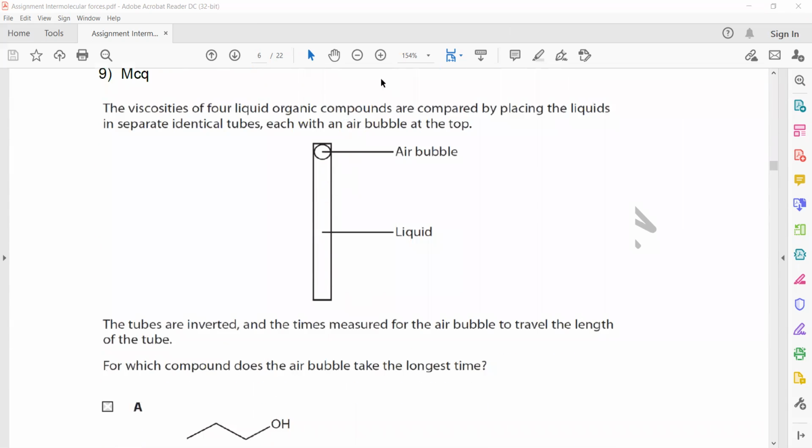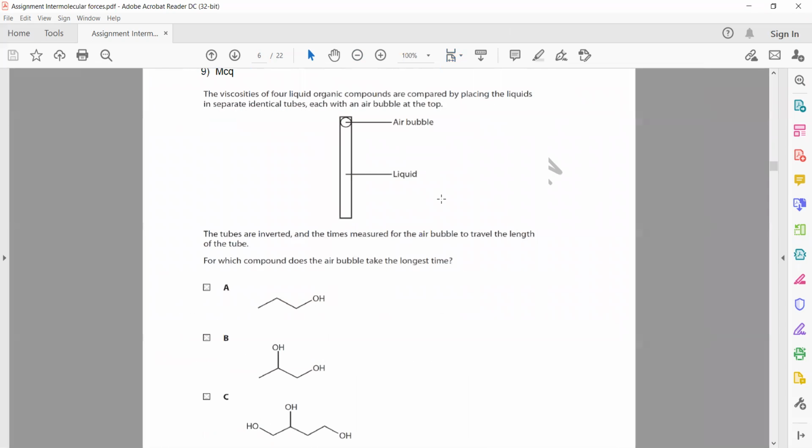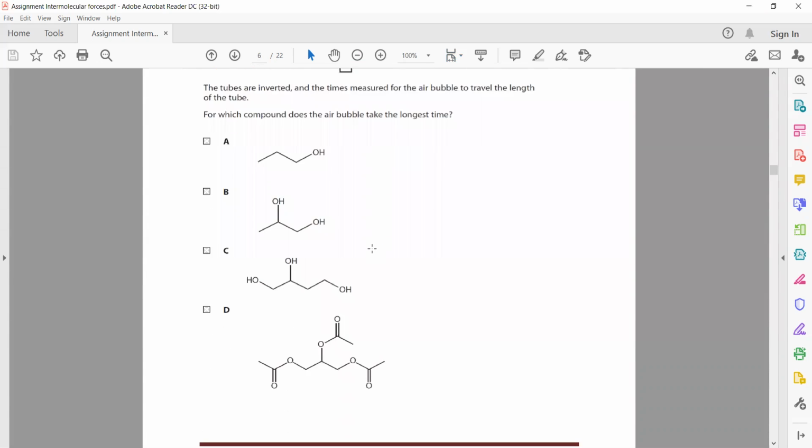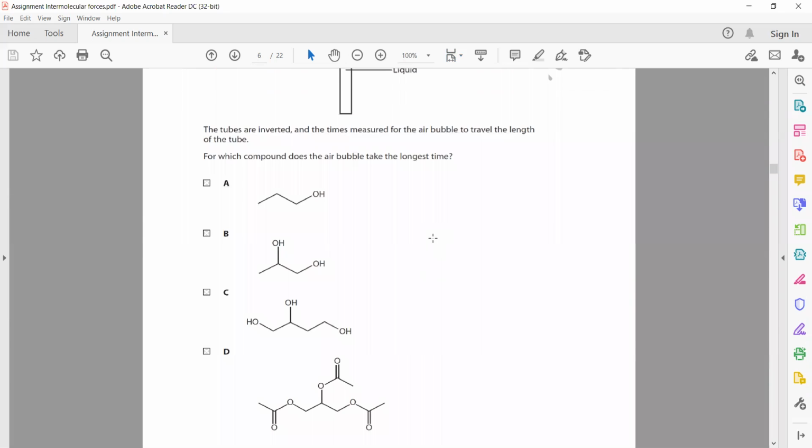In question 9, the viscosity of four liquid organic compounds is compared by placing them in separate identical tubes, each with an air bubble at the top. The tubes are inverted and the times measured for the air bubble to travel. Which compound does the air bubble take the longest time? So how can we identify it?